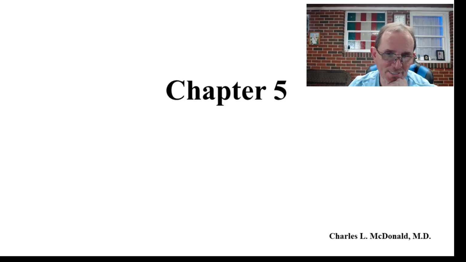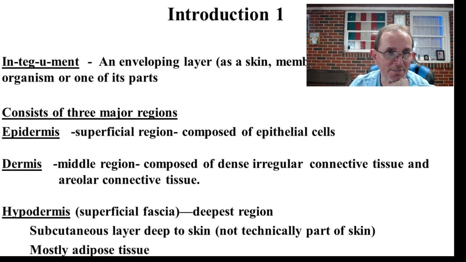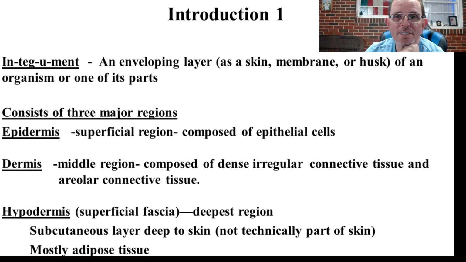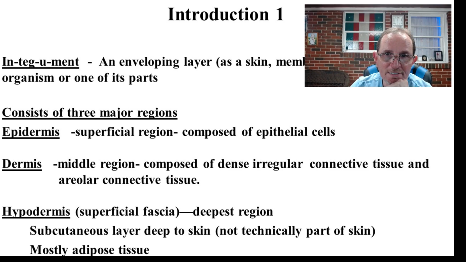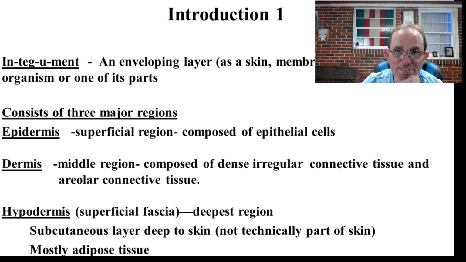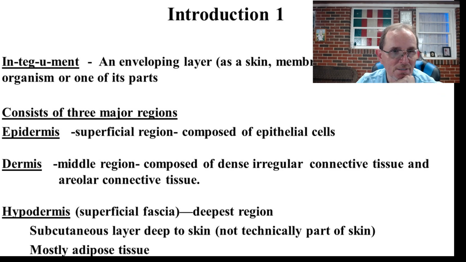Time to start on Chapter 5, the Integumentary System, more commonly known as skin. Integument is just something that covers something else, a layer, an envelope. We have in our integument, or our skin, we'll just use that term, 3 parts.